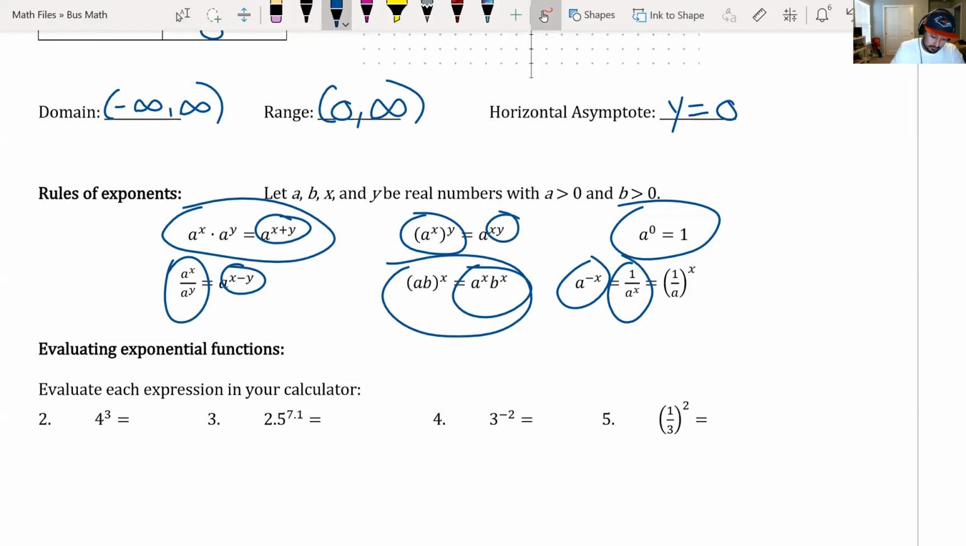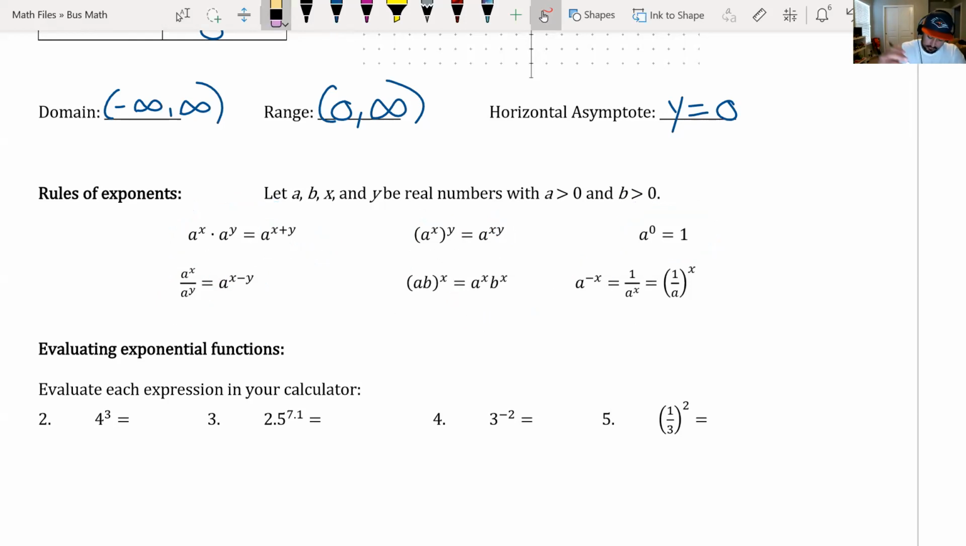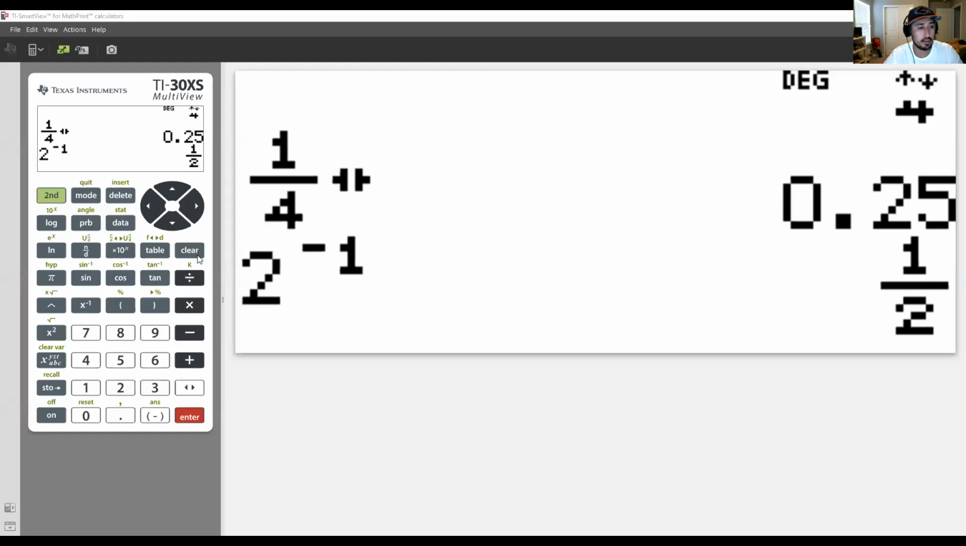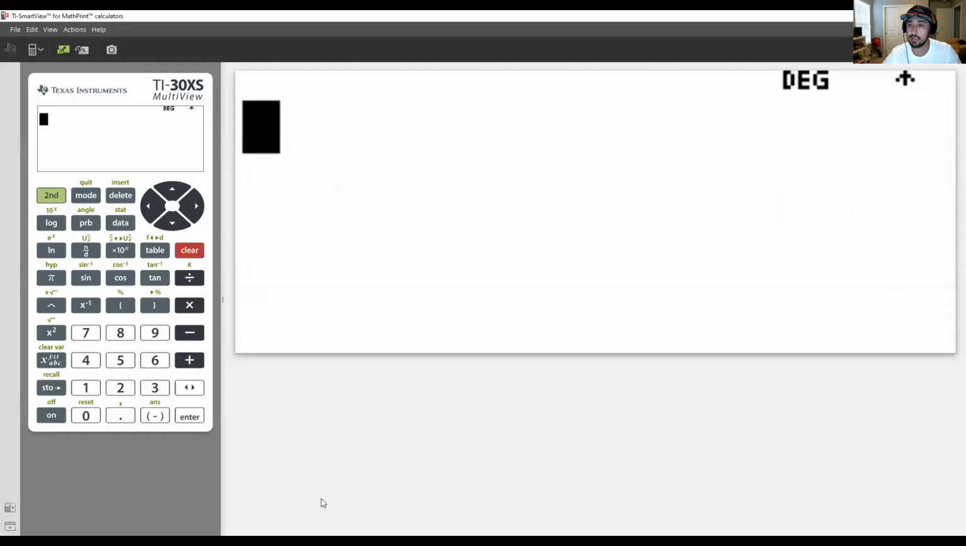Okay, perfect. All right. So for now, all we want to do is evaluate these expressions in our calculator. So let me go ahead and go back to my calculator screen. Stop sharing, share my screen. Now let's type all these in our calculator. Good calculator practice. Okay, so the first one is 4 cubed, 4 to the third, 64.